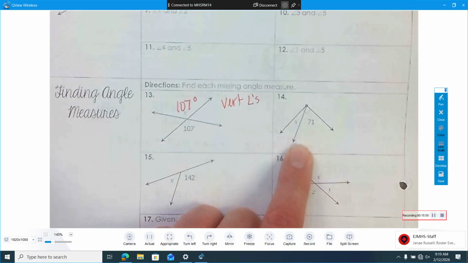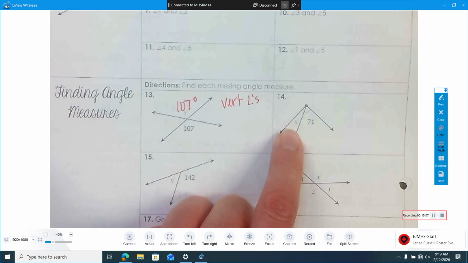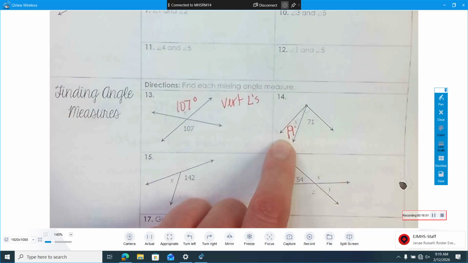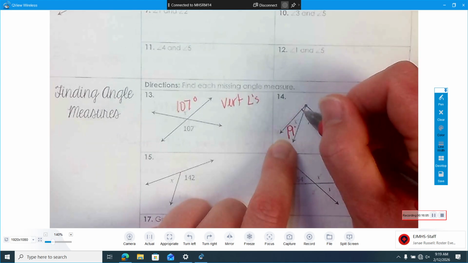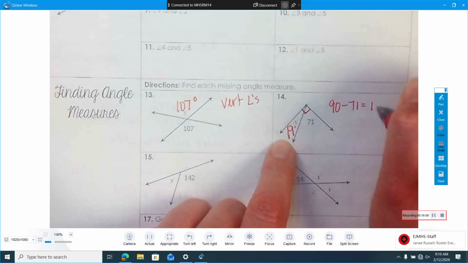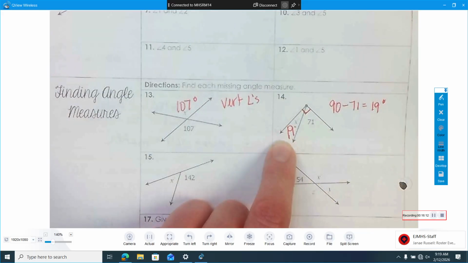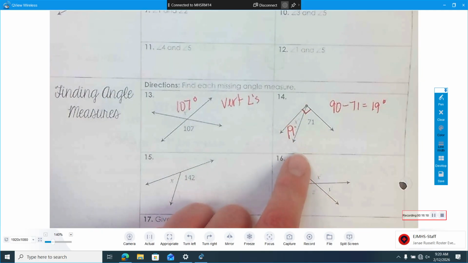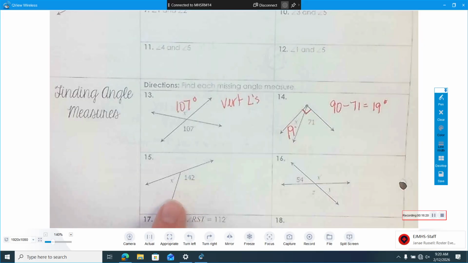All right, what about number 14? How do we figure out what X is? 19. How'd you get 19? It should add to be 90 degrees. Good, we have that right angle there. You could do 90 minus 71 to get 19 degrees, or maybe you think 71 plus 19 gives me 90. Good job. So X is 19.